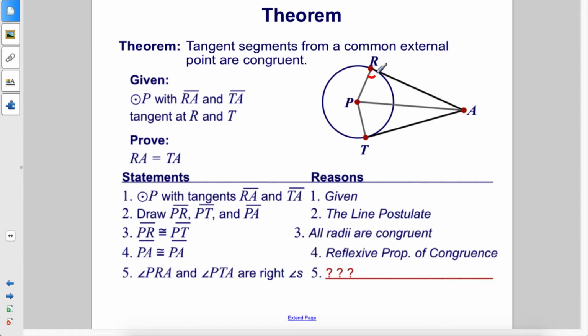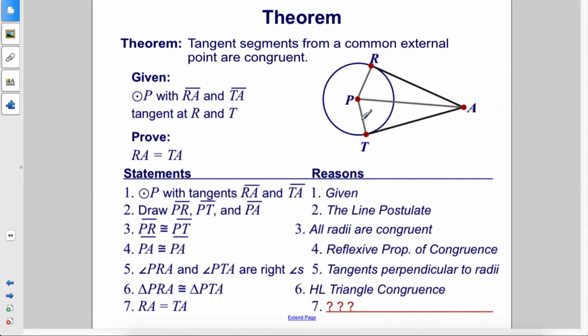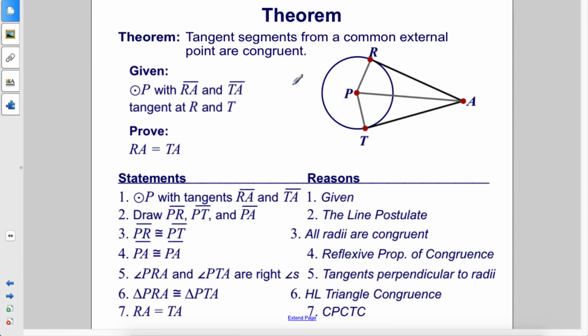We know that angle PRA and angle PTA are both right angles because at a point of tangency, the radius drawn to that point is perpendicular to the tangent line. We've shown that PR is congruent to PT and PA is congruent to itself, and that both triangles are right triangles. Therefore, they are congruent to each other because of hypotenuse-leg triangle congruence. Since the two triangles are congruent, this side is congruent to this side because corresponding parts of congruent triangles are congruent. And here is the full proof of the theorem.